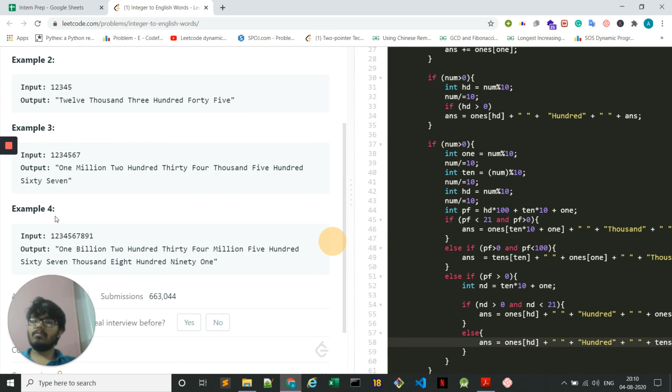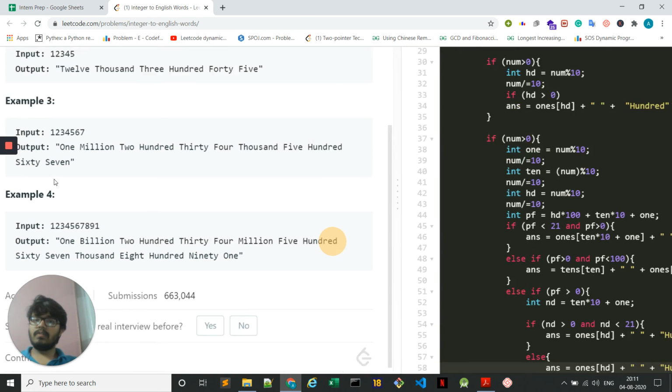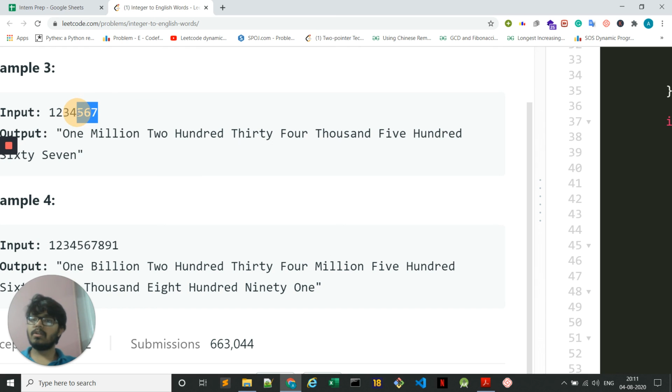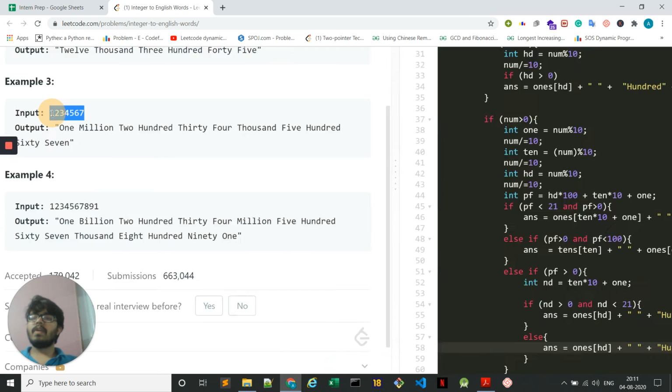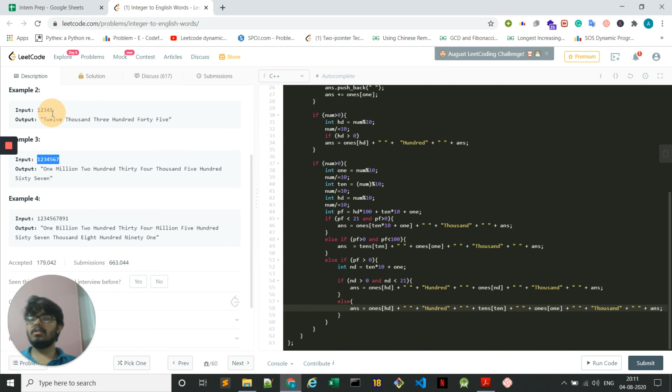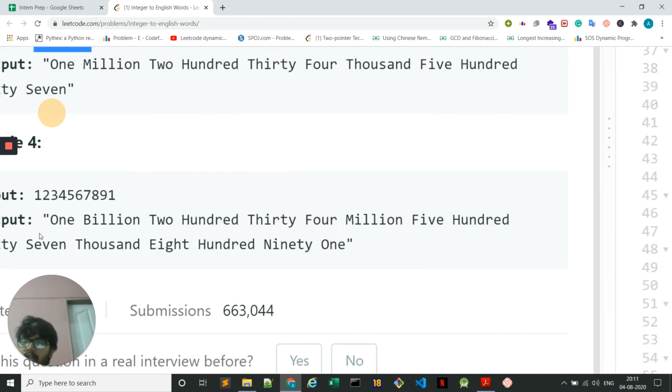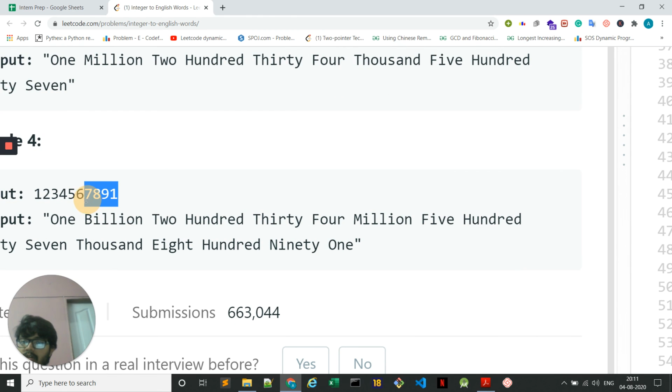Now the next is million, and in this case we have the digits 1, 2, 3, 4, 5, 6. So now we have covered cases wherein the first 6 digits can be the possible answer. Now this is size 7, and we have to cover up to size 10. So in the case of million, we can have 1 million, 10 million, 100 million, 3000 million.